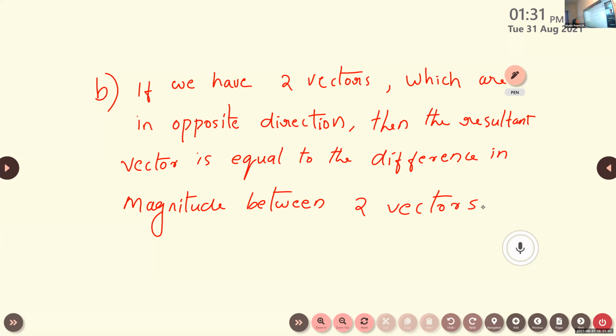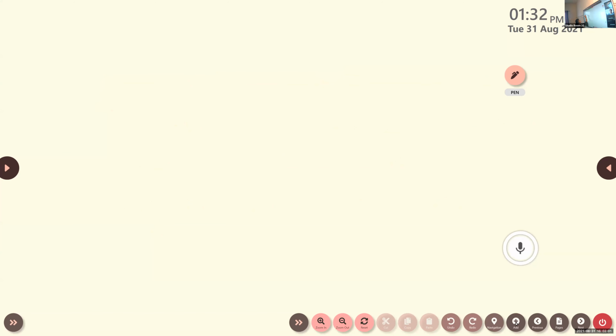Okay. So if we have two vectors which are in opposite direction, then the resultant vector is equal to the difference in magnitude between two vectors. Suppose we have two vectors, vector A and vector B. Then what about the resultant vector? Here we have two vectors, they are directing in opposite direction. Then how can we add these two vectors, vector A and vector B?